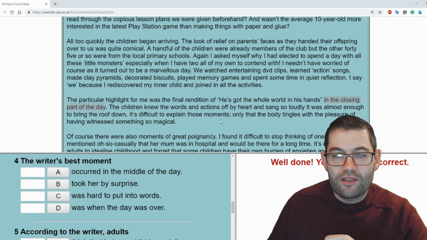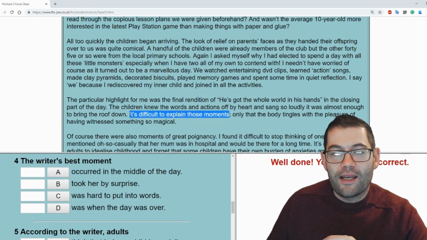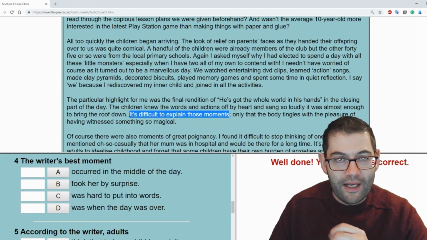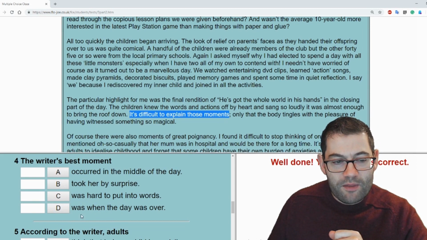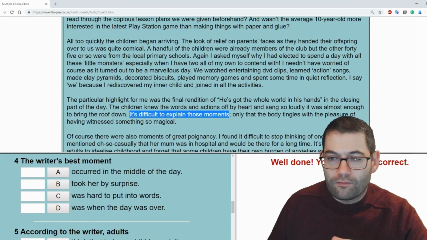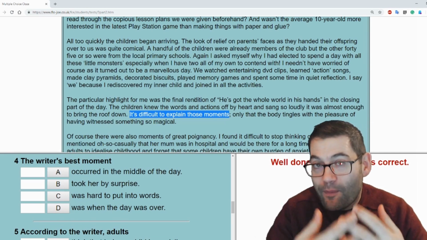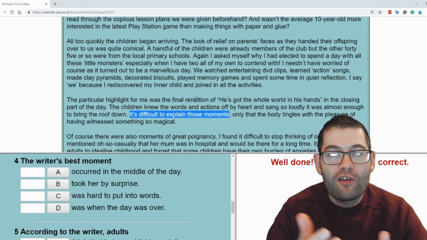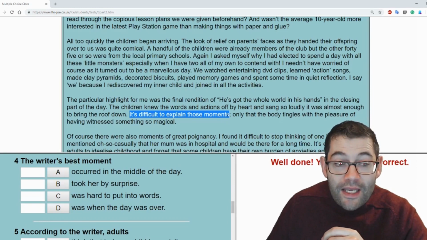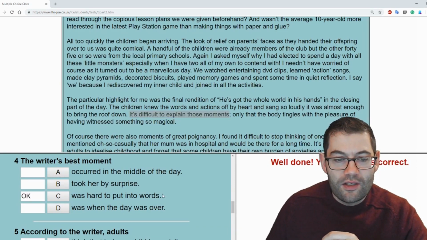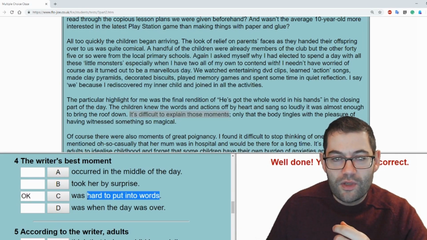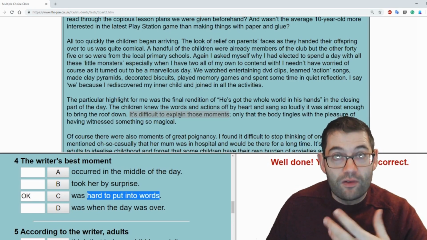Was it hard to put into words? Well, she definitely says it is difficult to explain those moments. So we've got a vocabulary link there. D, when the writer's best moment was when the day was over. Nothing here suggests that she felt happy because the day was over. So there's no vocabulary link there, which means that the answer is C. So something that's hard to put into words is a link to difficult to explain.